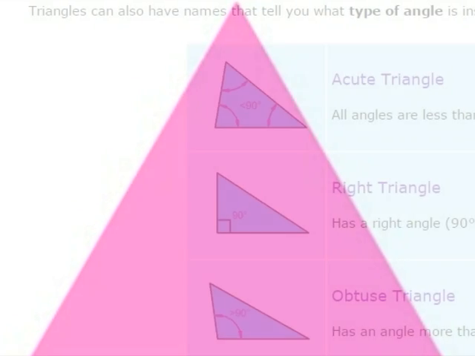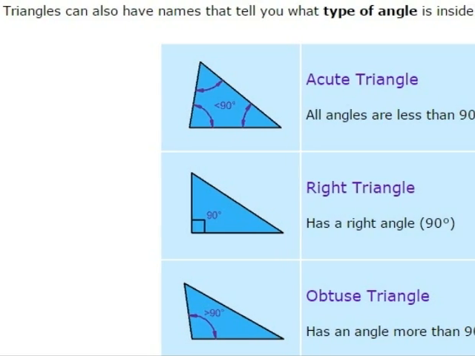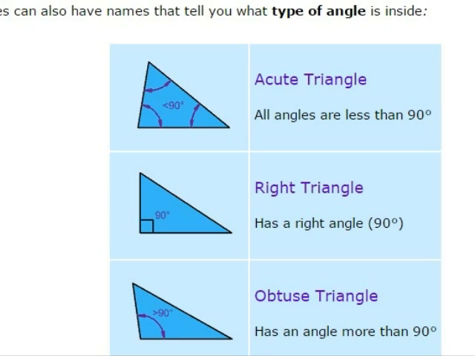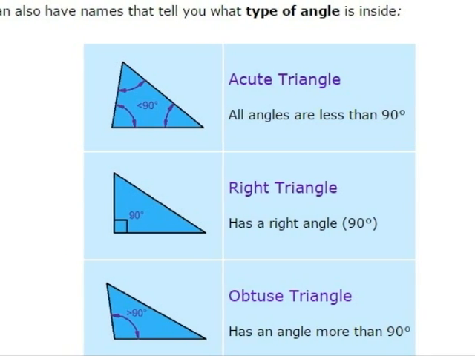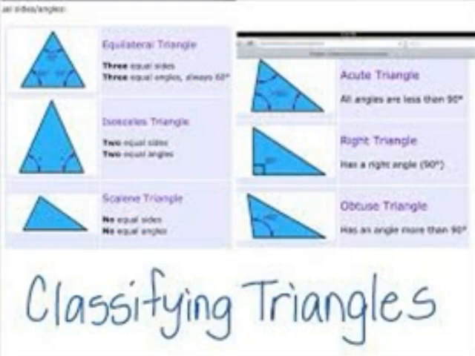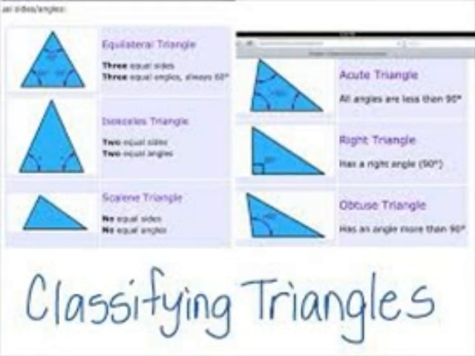To sum everything up, we know that all angles are less than 90 degrees in acute triangles. In right triangles, there is only one angle measurement at 90 degrees, and obtuse triangles have one angle greater than 90 degrees. Overall, we have learned that there are 6 different types of triangles: equilateral, isosceles, scalene, acute, right, and obtuse triangles.